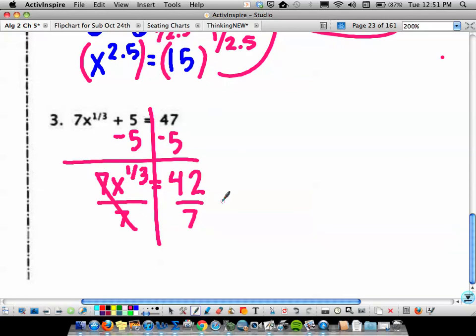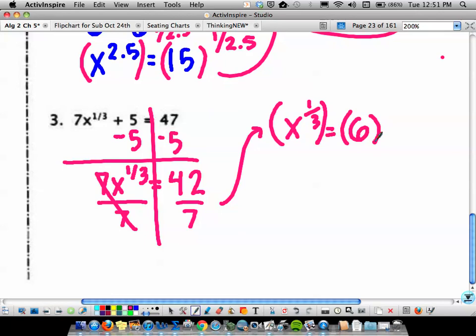We get x to the 1/3 equals 42 divided by 7, which is 6. Finally, we've done everything we can. The x is totally by itself except for this exponent that we don't want anymore. So we'll raise both sides to the reciprocal of the exponent. The reciprocal of 1/3 is just 3, or 3 over 1. We'll raise both sides to the 3rd power.